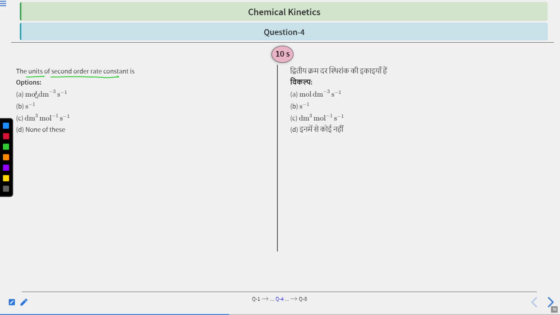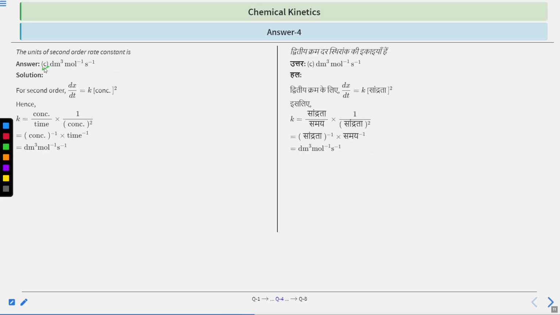Options are mole per decimeter cubic second inverse, decimeter cubic per mole per second, or none of these. So you have 10 seconds to solve this question. After that, we will see the answer. Okay, let's see. The correct answer is option C, that is decimeter cubic per mole per second.